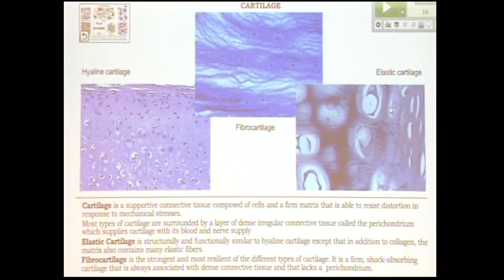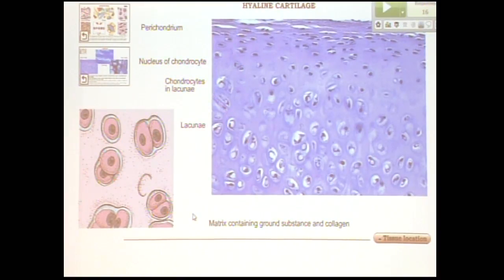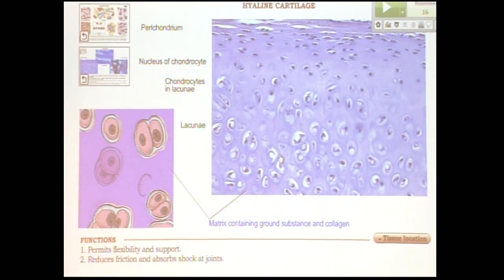All right, so I'm gonna do a few kinds of cartilage. First up is our hyaline cartilage. And so you can see there's quite a few cells in there all throughout. And the hyaline cartilage gives you flexibility, support, absorb shock. So these are between your joints.